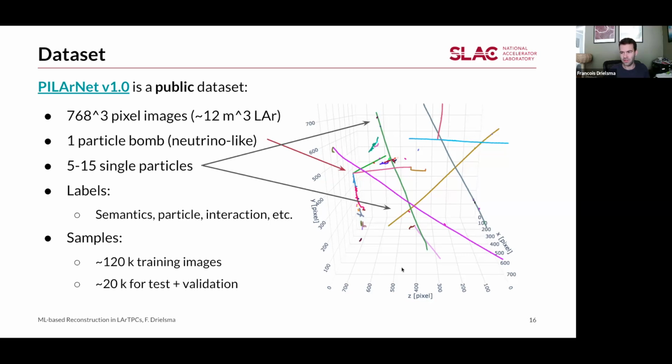The basic idea here, we don't use a neutrino generator. We just use what we call particle bombs. And so particle bombs are just a bunch of particles coming out of a common vertex. That's what you can see here at the tip of the red arrow. And then we overlay this with a bunch of different cosmic ray-like particles. So it's just going to be single particles individually distributed inside of the detector.